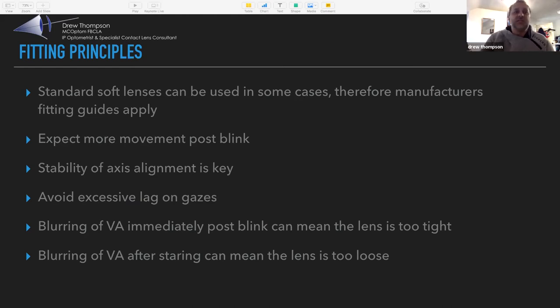You don't really want the lens to move too much on lateral gazes, because that will cause significant variability in the vision. If the vision is blurred post-blink, if the patient blinks and then says, oh, it's gone really blurred, and then it gets clear again, that's often an indication the lens is too tight. And conversely, if the VA is good straight after blink, then it can mean the lens is too loose.